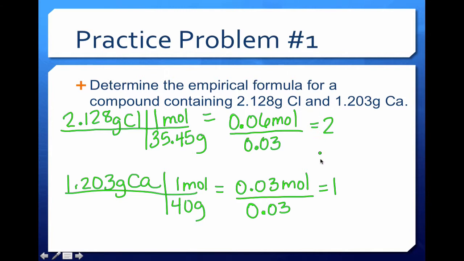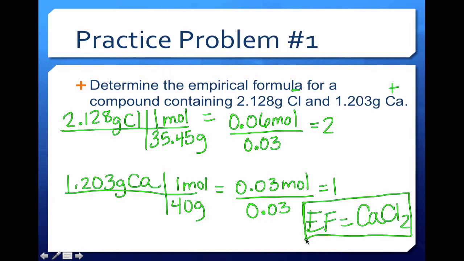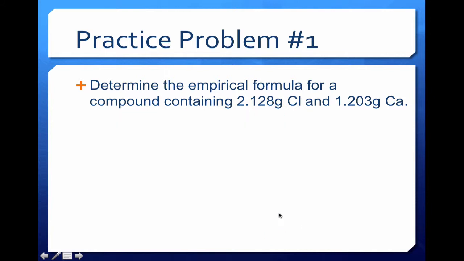What these are, they're the subscripts for the empirical formula. And I need to look back at what I was given. Calcium has a plus charge, chlorine has a negative. So when I write the empirical formula, I'm going to put calcium first. So the empirical formula for this compound would be Ca, and there's one of them. So just Ca, Cl, and there's 2 of them. So this would be CaCl2. That's your final answer. That's your empirical formula.